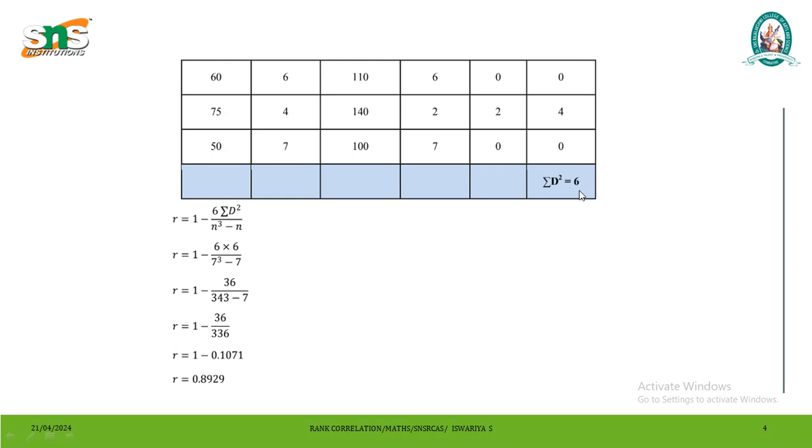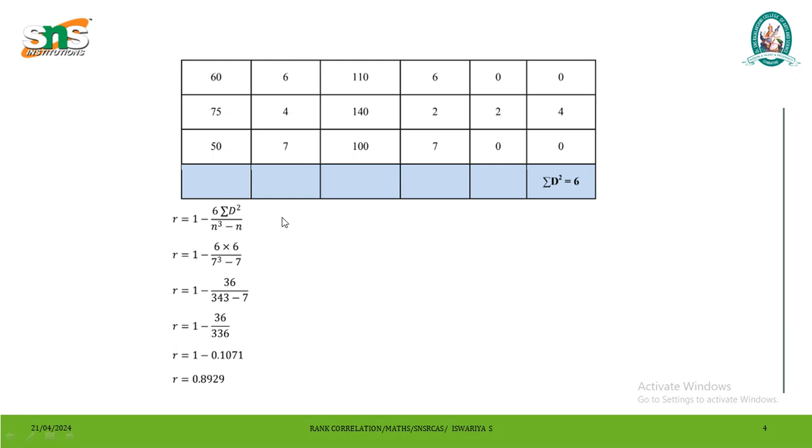After all the calculation, we have to substitute it in the formula. The formula for the rank correlation is R = 1 - 6 Σd² divided by n³ - n. Here n represents the number of values given in the data. Here there are totally 7 numbers given in the data. So n is equal to 7.